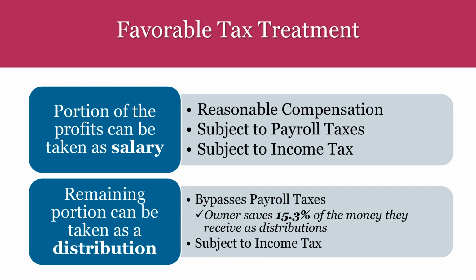Reasonable compensation is subject to payroll taxes including Social Security, Medicare, and unemployment tax, for a total federal tax of 15.3%. The reasonable compensation that isn't taxed then is subject to income tax. In contrast, distributions bypass payroll taxes and go right to being subject to income tax. As a result, the owner saves 15.3% of the money they receive as distributions.